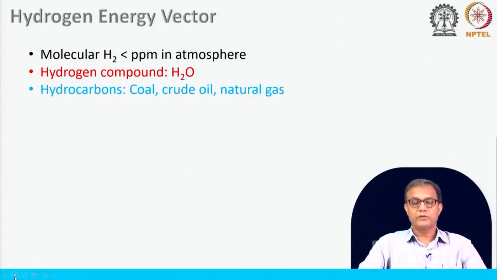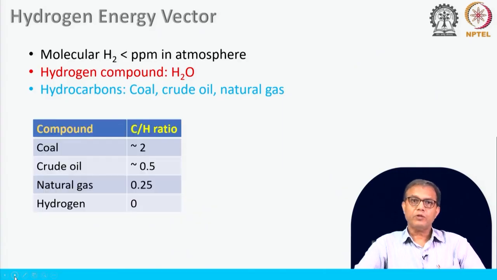Just like electricity, this electricity will not be available freely, you have to spend energy to create this electricity. Similarly, this hydrogen energy, if you have to get, you have to first spend some energy to generate it from water or coal or crude oil or natural gas.